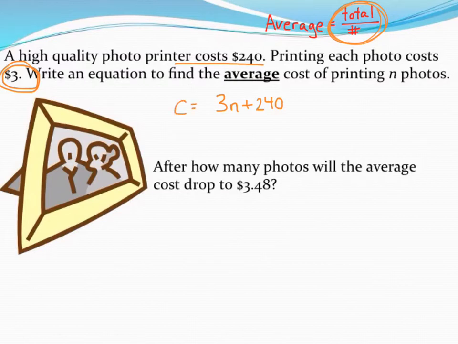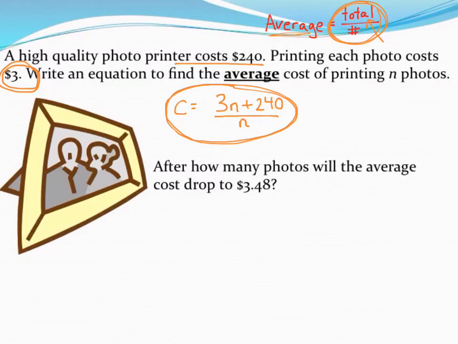But we're not interested in the total this time. Remember, we're interested in the average. And so we found our total cost. We need to now divide this by the number of pictures we're printing. In this case, that's n. And so here's our equation, our rational equation, which is going to get us the average cost of printing pictures.